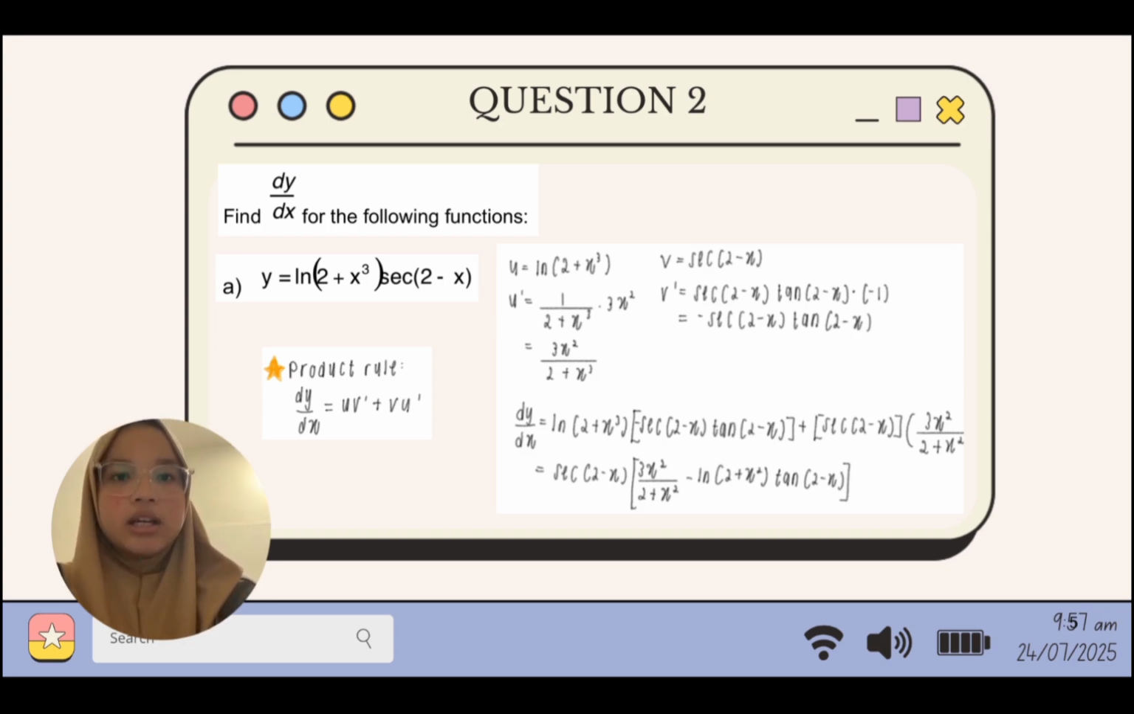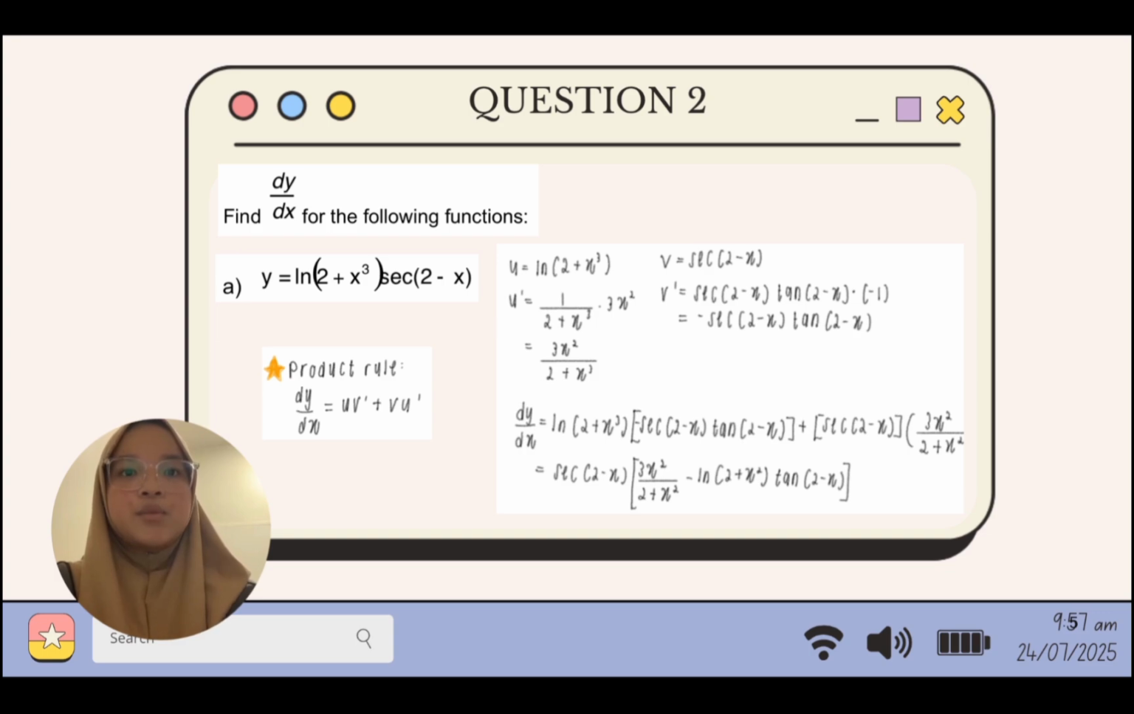To differentiate secant, we use the standard differentiation rule. The derivative of secant x is secant x multiplied by tangent x. So we got v prime equal to secant(2 minus x) multiplied by tangent(2 minus x). Then we also need to differentiate inside the bracket, which gives negative 1. We multiply all of them, we got negative secant(2 minus x) tangent(2 minus x).